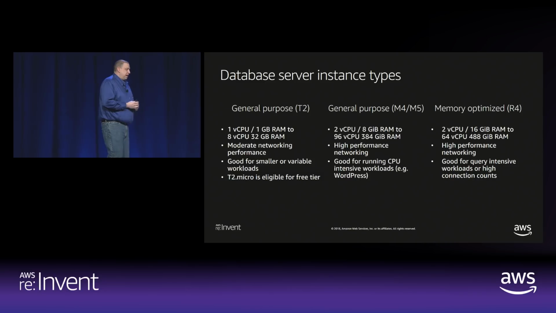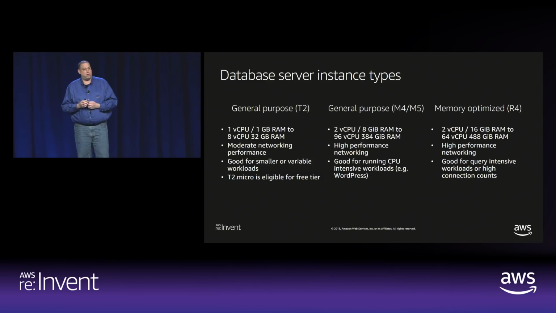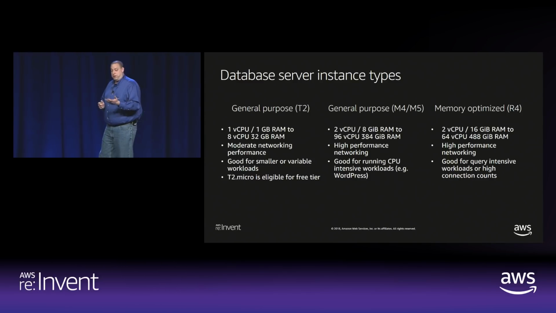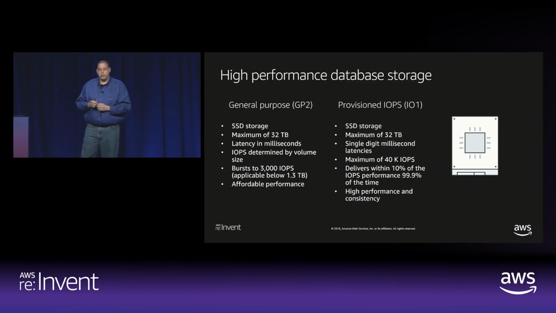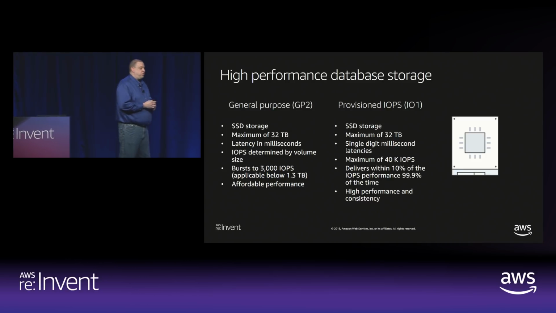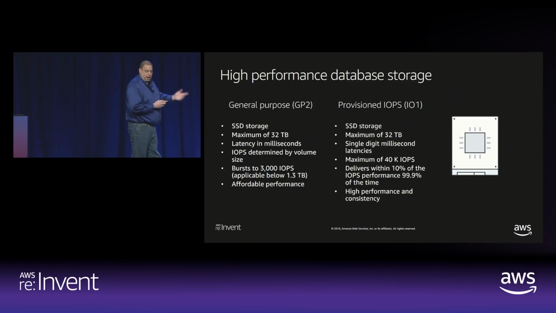So you have a number of different instance sizes for RDS that you could use, everything from a small T2, one virtual CPU, up to a 96 virtual CPU M5 instance. You could also scale your storage. You can now scale your storage in RDS up to 32 terabytes and have 40,000 provisioned IOPS.